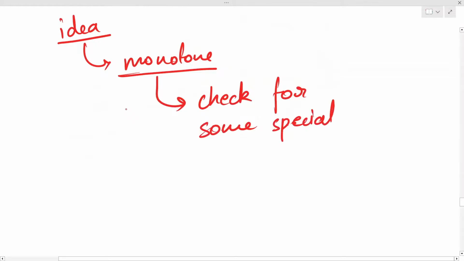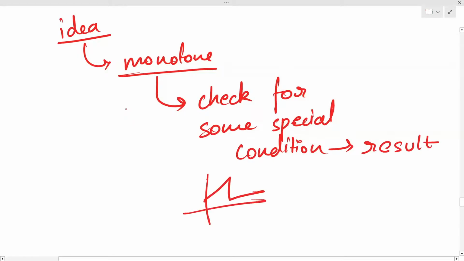The thing that you're checking should be valid only for our particular position, the position that we're trying to find. So check for some special condition that is only valid for our result. In this case, it turned out that the resulting position will always have the next element smaller. But this is not always true. Sometimes this will change.